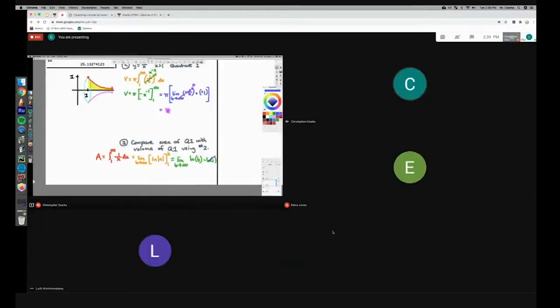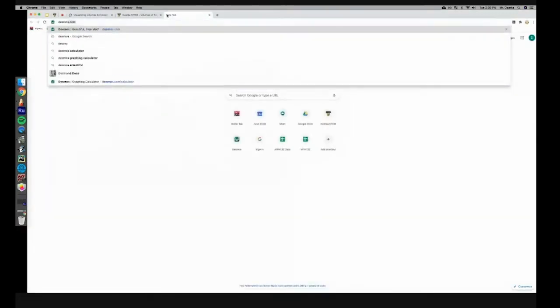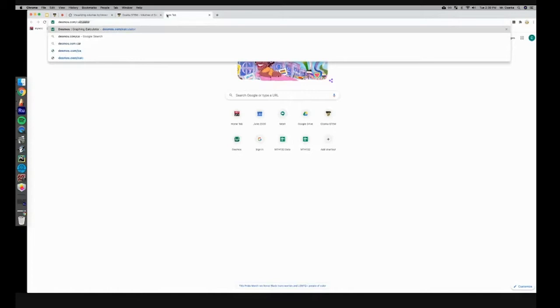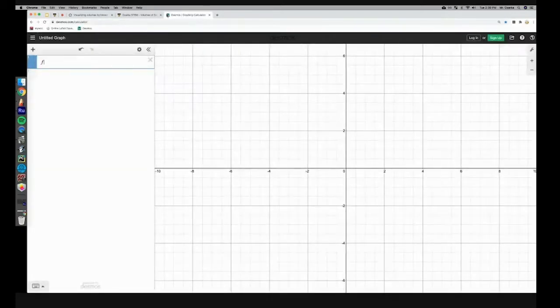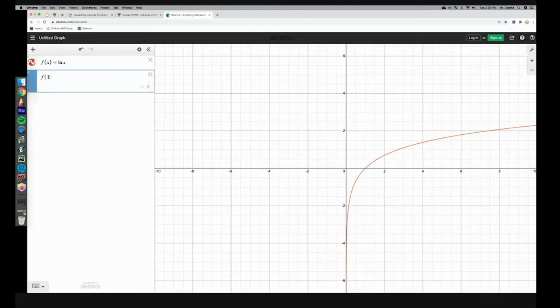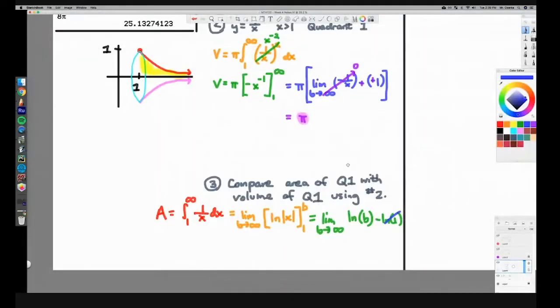Well, if you graphed ln b, that goes to infinity. So ln of x, if you put in a bigger and bigger number, it just goes to infinity and never caps out. It goes to infinity very slowly, but it goes to infinity nonetheless. So your answer is infinity for this one.